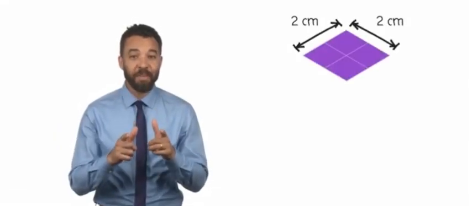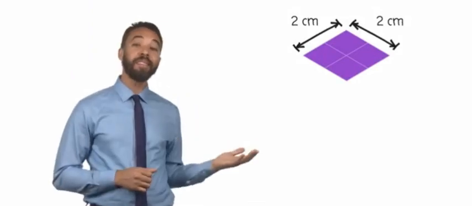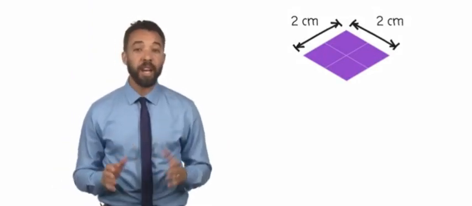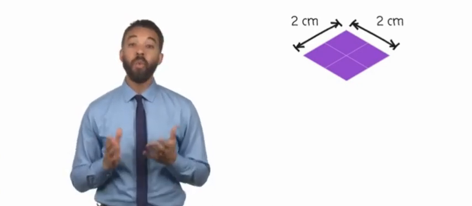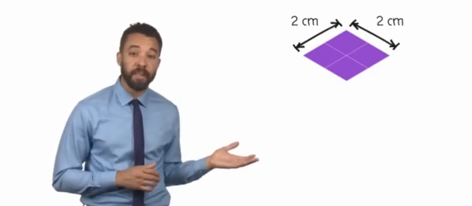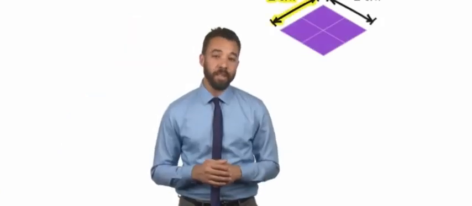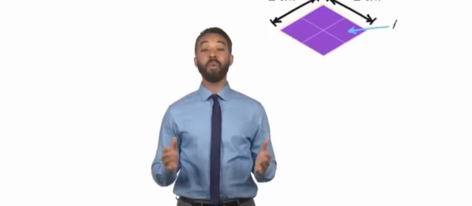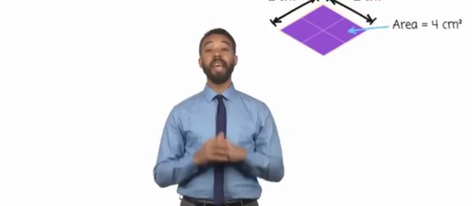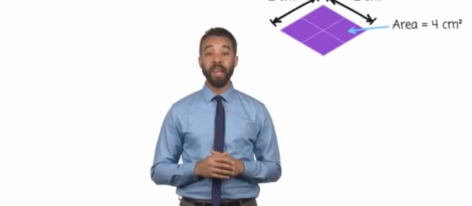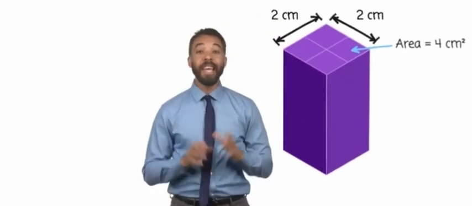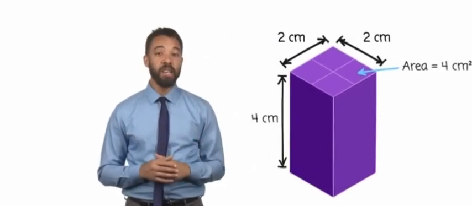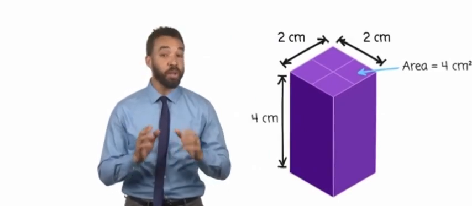Ready for a challenge? Let's try another one. This image represents the top face of a rectangular prism. If the prism is made of centimeter cubes, what is the area of this space? 2 centimeters times 2 centimeters equals 4 square centimeters. So that's the area of this space. The rectangular prism that sits below this space is layers of cubic centimeters. It has a height of 4 centimeters, so there are 4 layers of centimeter cubes.